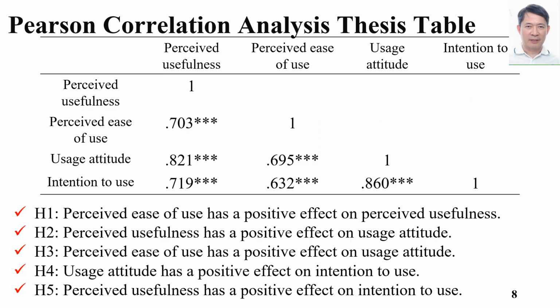Then we sort it out, and the table in our paper will look like this. The correlation coefficient between perceived usefulness and perceived ease of use is 0.703, which is 3 stars, and then this is 0.821, which is 3 stars. Then there are 3 stars here. We should mark below that the 3 stars mean less than 0.001.